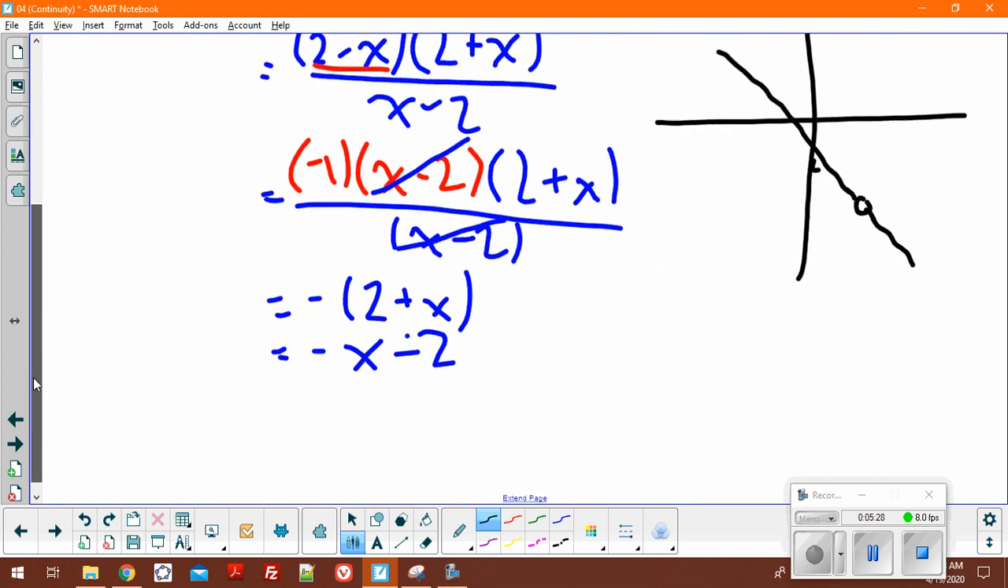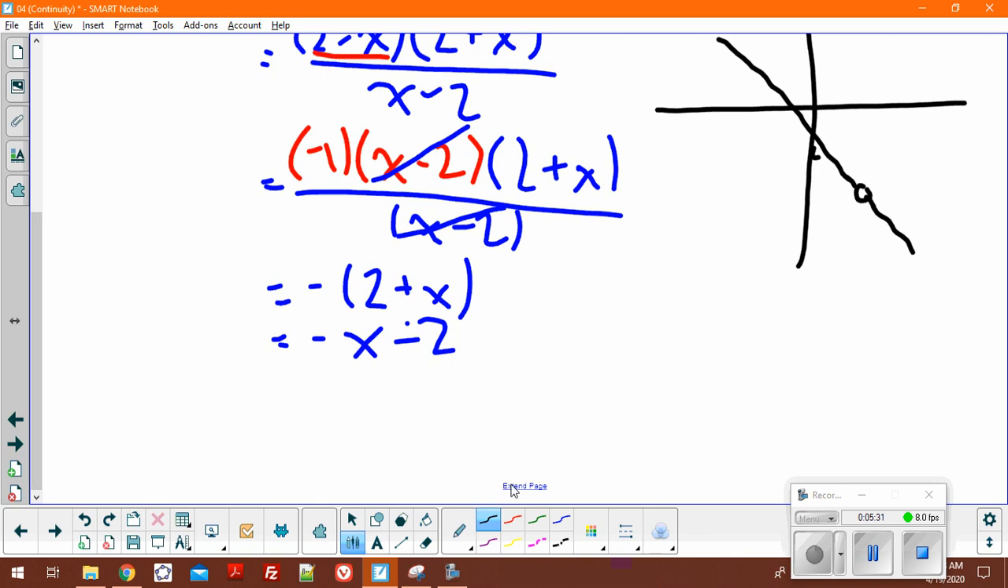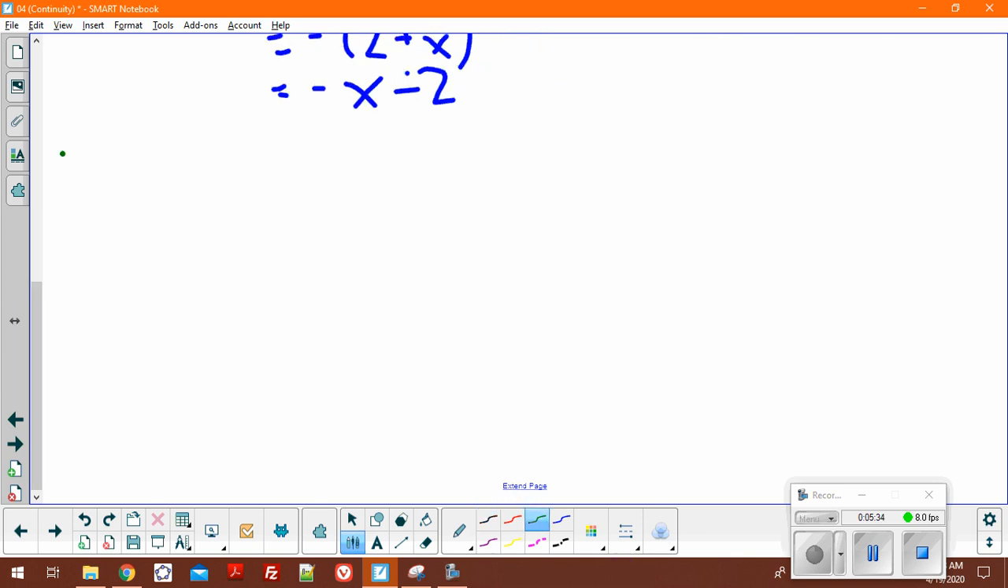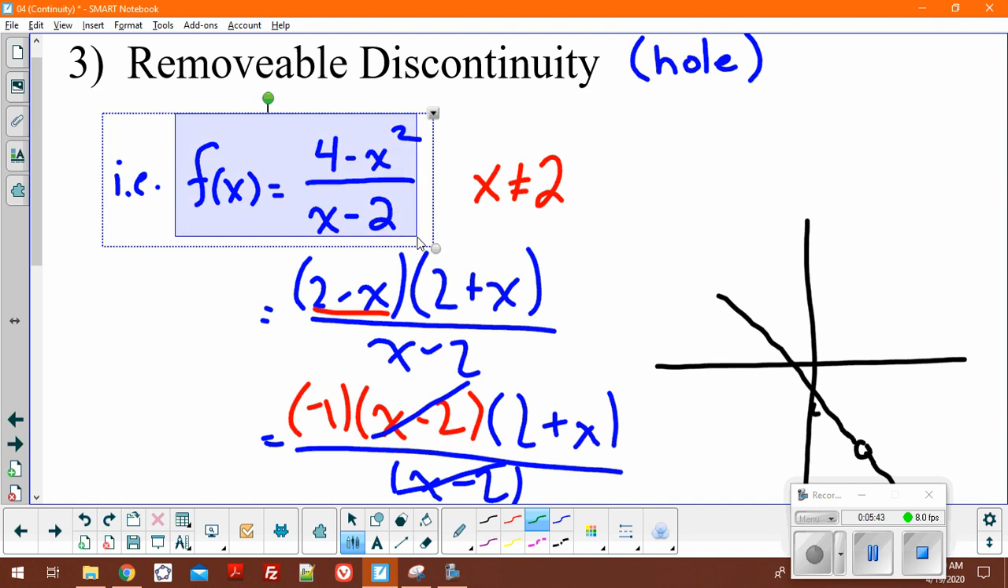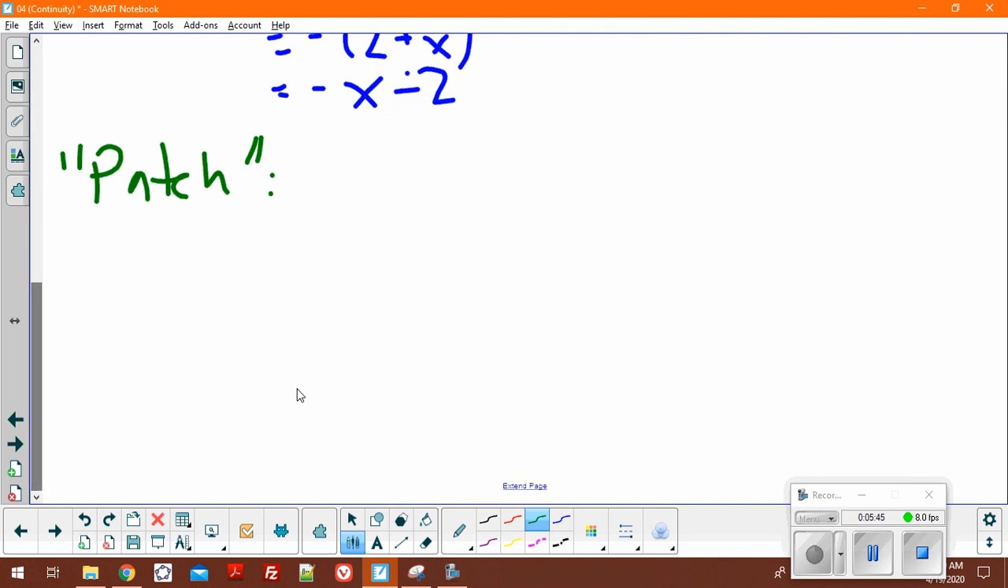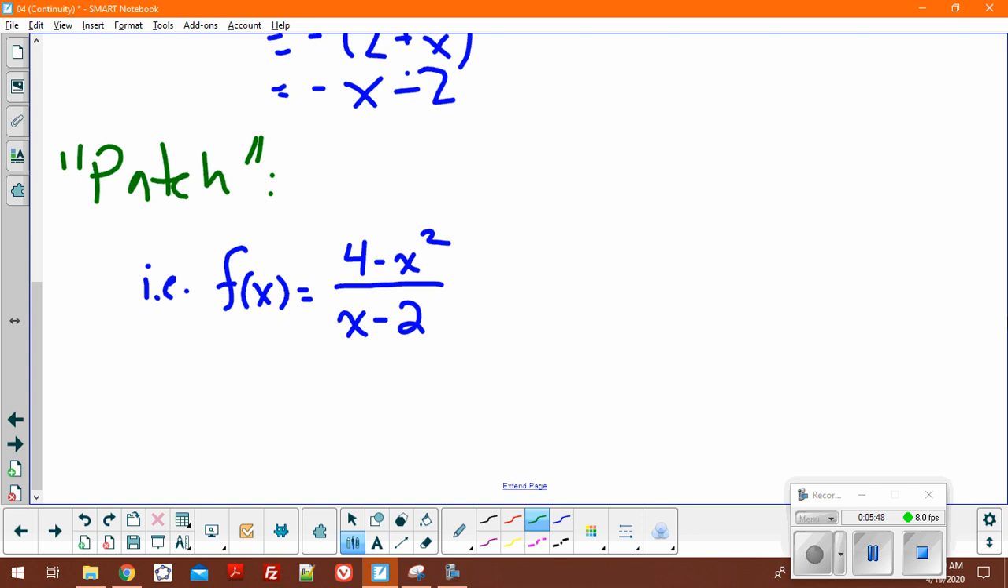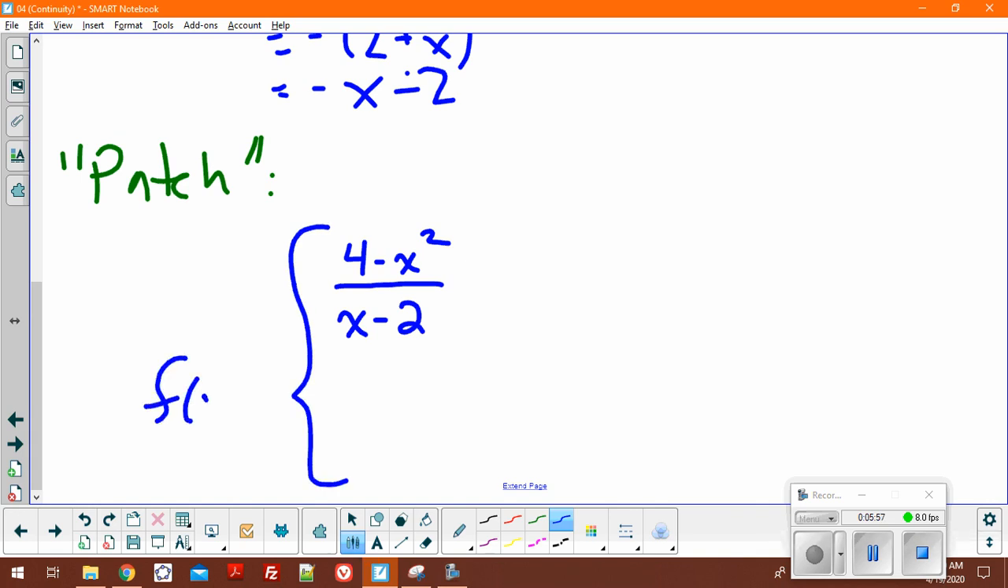So if I want to quote unquote fix my function here, I'm going to patch the hole. I'm going to redefine my function just a little bit. So I'm going to bring this back down here. Now I'm going to turn it into a piecewise function. So this is my f of x, and I'm going to say it's defined for this rule when x does not equal 2.